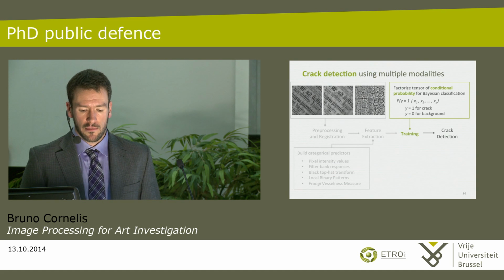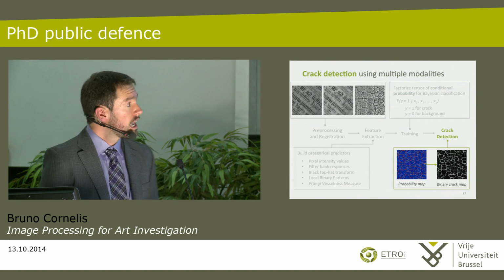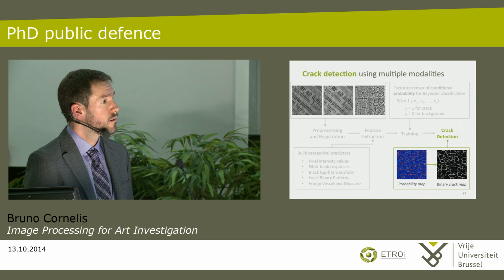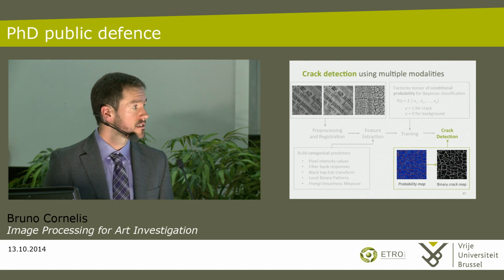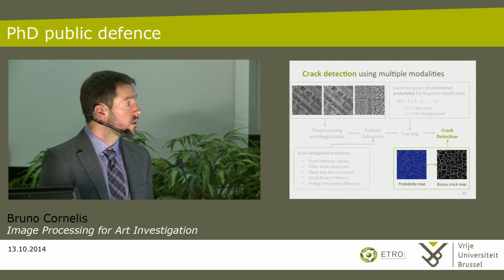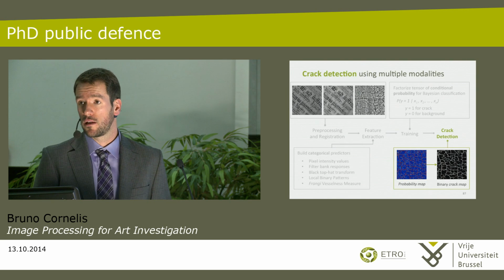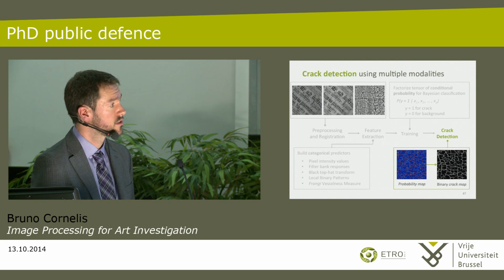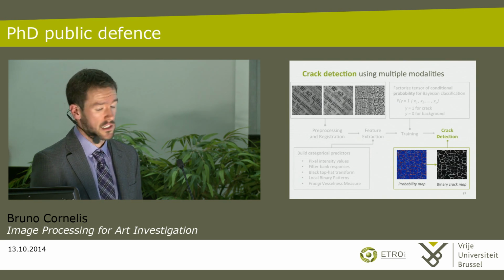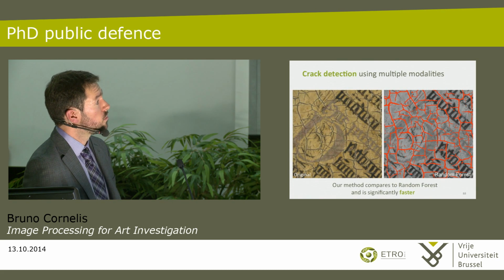And once we train that model, we can feed every pixel of the image to it, and the result is what we call a probability map. So now each pixel has a probability for it being a crack or not. So if we want a binary representation of that, like we had before, we just decide to threshold that image, which gives us this nice crack map. This is one of our results.